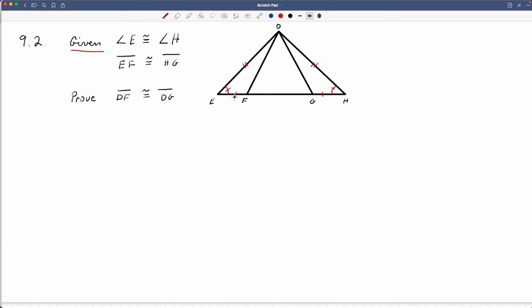So now we have a side and an angle and a side that makes this triangle congruent to this triangle, right? I'm going to outline that for us. Let me make a smaller size. So this triangle here is going to be congruent to this triangle here.